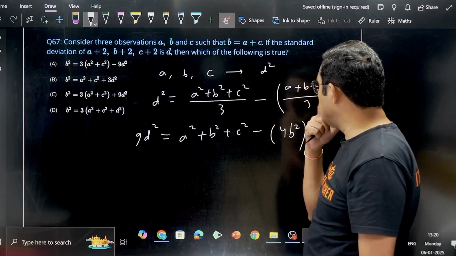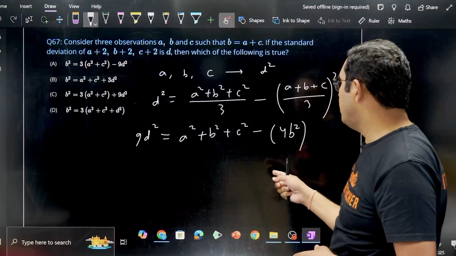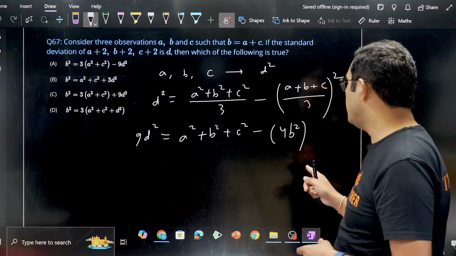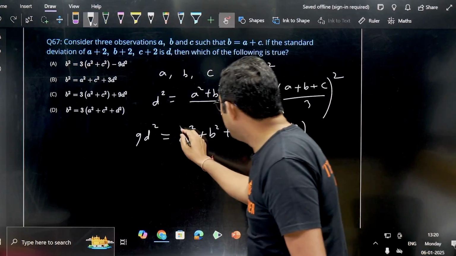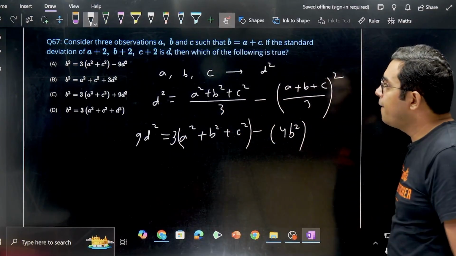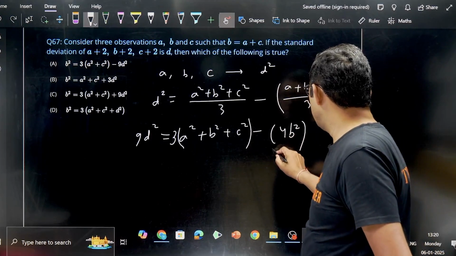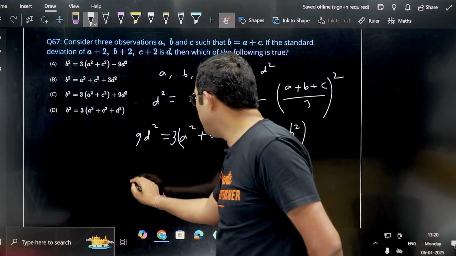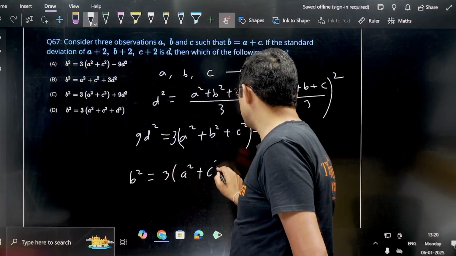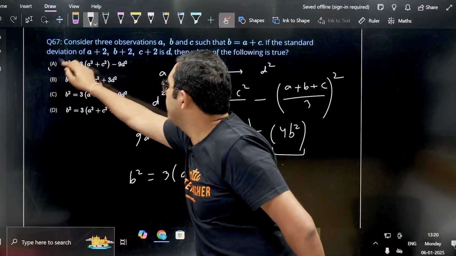So which of the following is true? For the first option, the A option, b square is equal to 3 times a square plus c square. Okay, I think I have made a mistake here, because I have to multiply with 3 here as well. So 3b square minus 4b square will be just minus b square. You take that b square here. So b square will be equal to 3 times a square plus c square minus 9d square. So the answer for this is A.